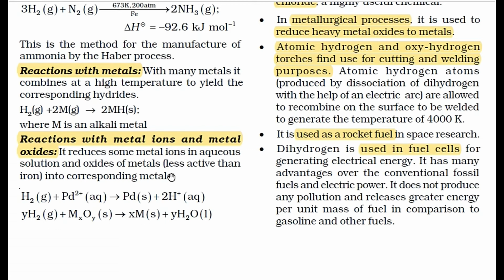A point to be noted is that this reduction could be done only for the metals which are less active than iron. For example, the active metals like sodium, magnesium, aluminium, their oxides could not be reduced by hydrogen because it is not so strong as a reducing agent. That's why it can convert the oxides of metal which are less active than iron to the corresponding metal and the formation of water.